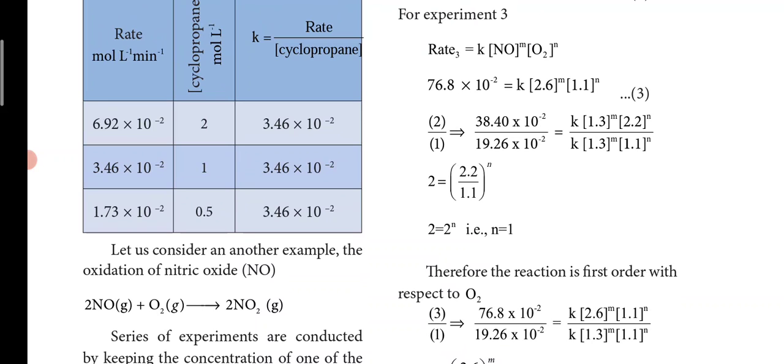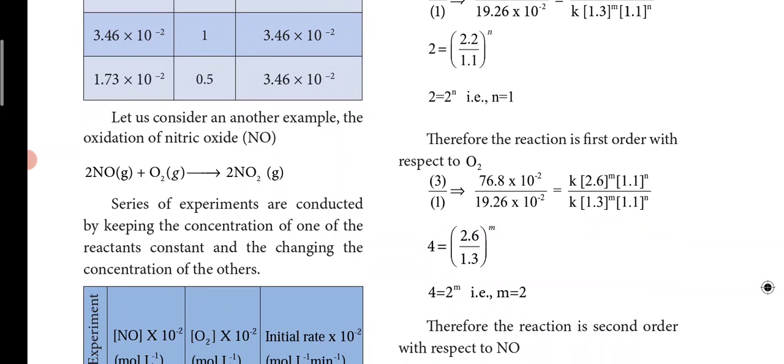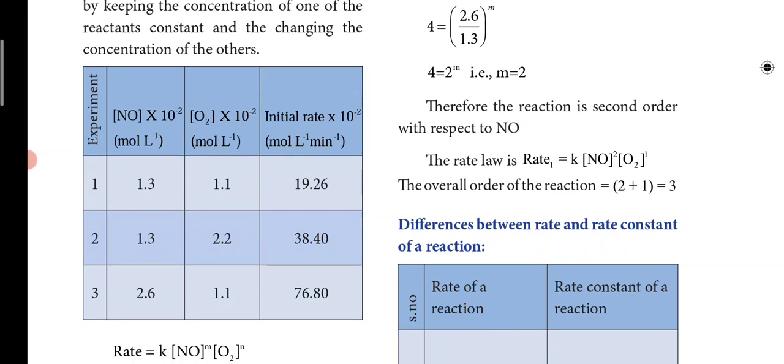So what you have to do is divide the second equation with the third equation so that you will get n is equal to 1. And if you divide 3 by 1 you will get m is equal to 2. So you have got the rate law, the powers m plus n values. So from this we can calculate the overall order of the reaction. So the order of the reaction will be 3.